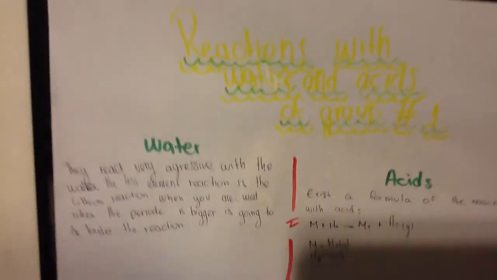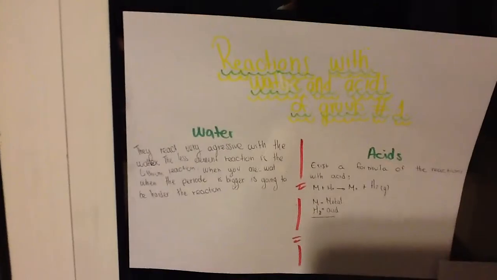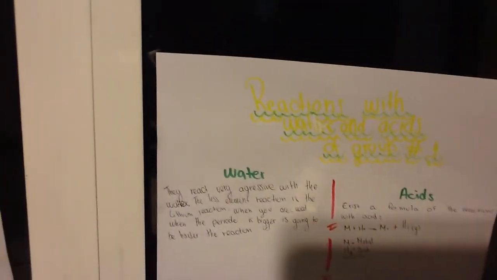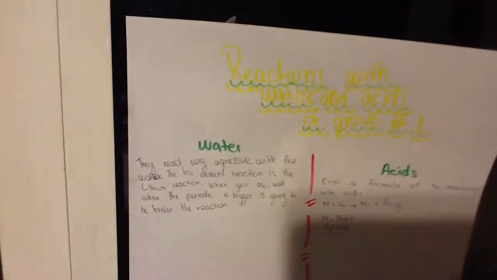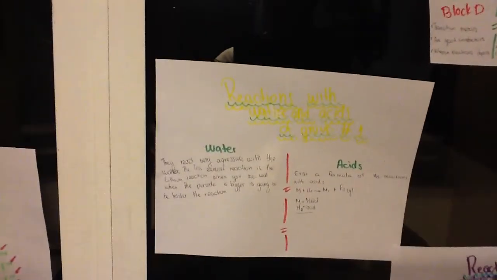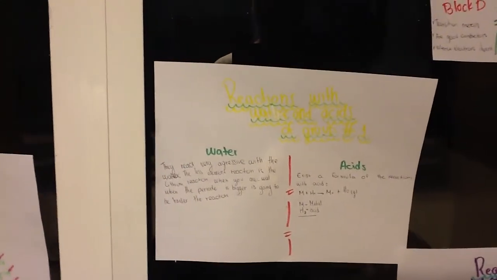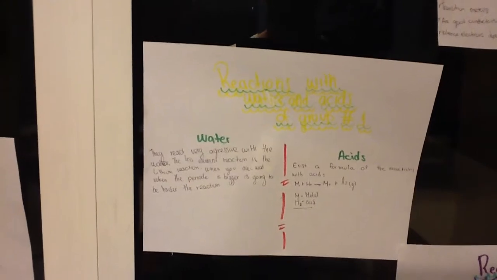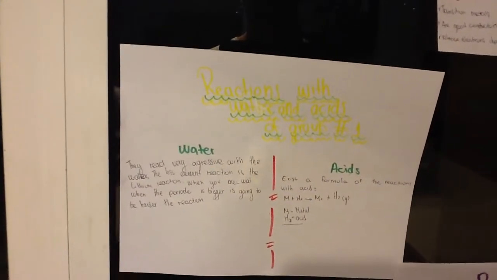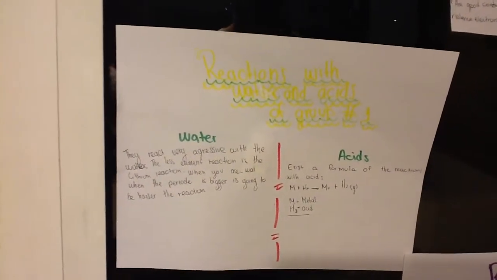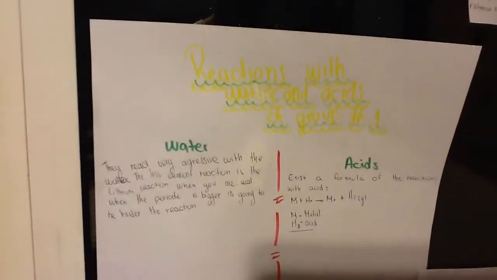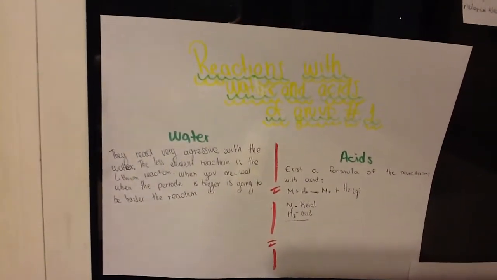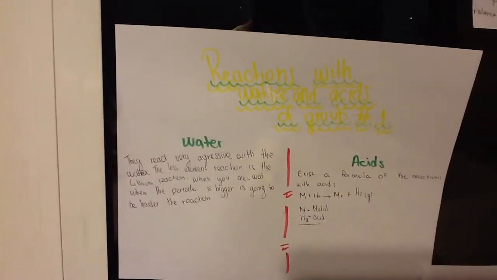Now we're going to see the reactions with water and acids in group 1, or alkali metals. With water, group 1 has a very aggressive reaction, except hydrogen that is not a metal, and lithium is the least reactive in that group, because when you increase the period, you are going to observe that the reaction is going to be harder.